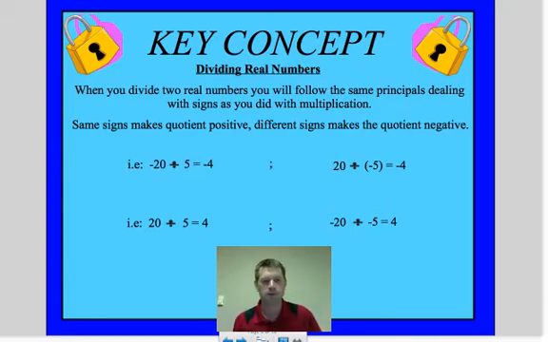For example, negative 20 divided by 5. Different signs, we get a negative 4. Or 20 divided by a negative 5, you get a negative 4, different signs. The second example, positive 20 divided by positive 5 equals a positive 4. Same signs, you get a positive answer. Negative 20 divided by negative 5, same signs, both negative, so you get a positive 4.